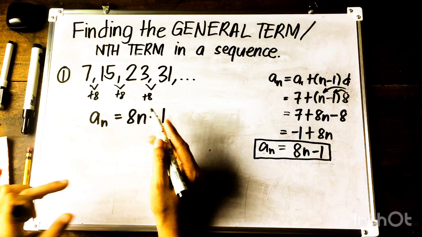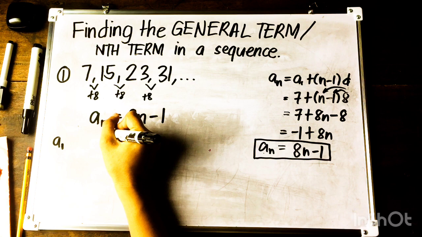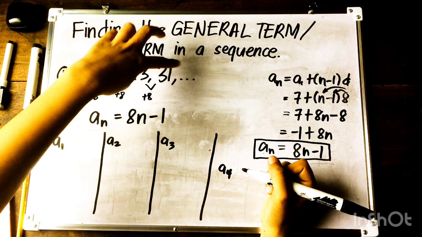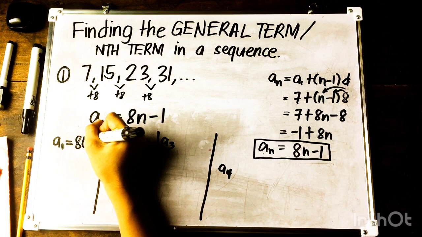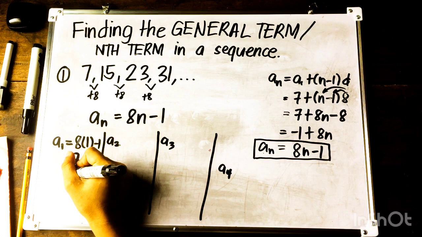Now, paano masasabing tama yung formula? When we generate a sub 1, a sub 2, a sub 3, and a sub 4, dapat ito yung makuha natin. Okay? So, let's have a sub 1. That means our n is 1. Okay? So, 8 times 1 is our general formula minus 1. So, 8 times 1 is 8, minus 1, excited si madam. So, 8 minus 1 is 7. So, that's correct, our a sub 1 is 7.